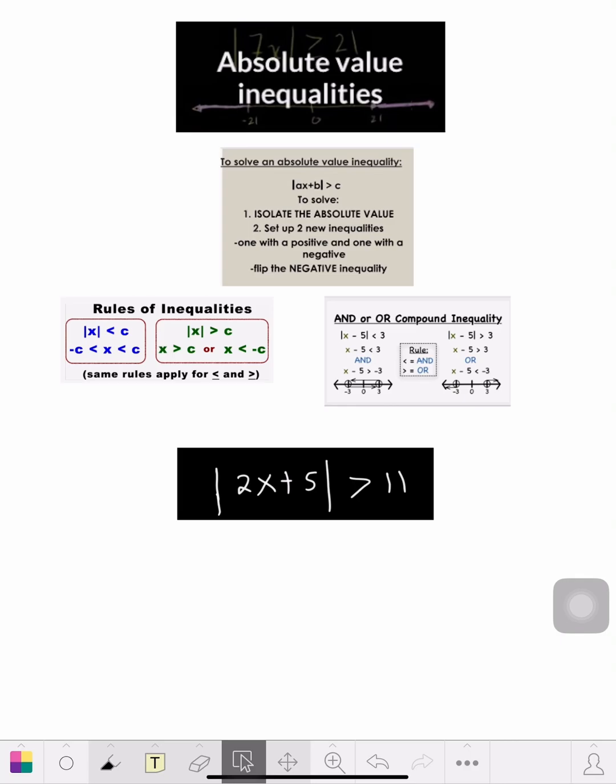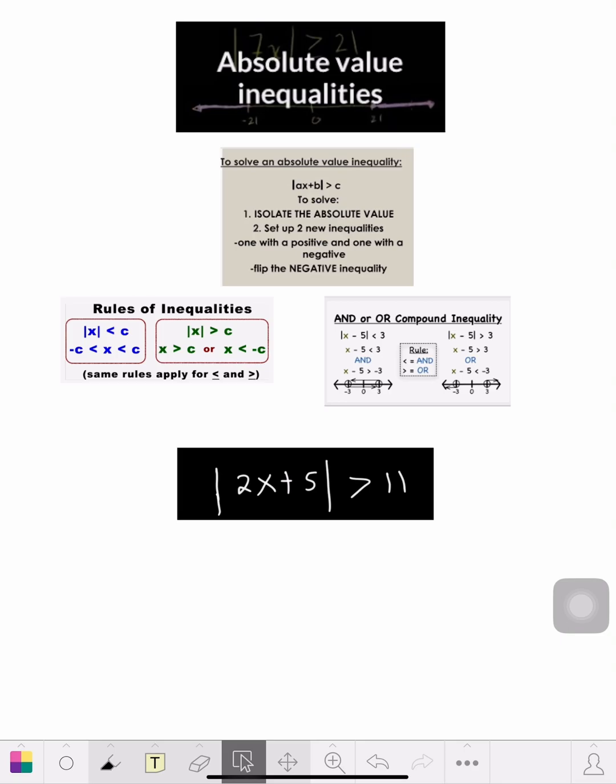The problems we have today are absolute value inequalities. I put a few of the rules up so you can go over them. Like I said before, you solve these inequalities almost like we did when we had an equal sign. But there are a few different rules for them, and I'll go over them as we do it.